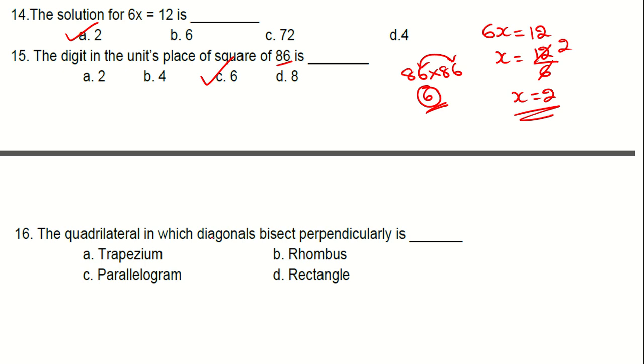The quadrilateral in which the diagonals bisect perpendicularly. In which quadrilateral do the diagonals bisect perpendicularly? In a trapezium no, rhombus yes, parallelogram no, rectangle no. So only in a rhombus do the diagonals bisect perpendicularly. You observe this rhombus. If you draw these diagonals, these two bisect perpendicularly. All the angles here are 90 degrees. So therefore rhombus is the correct answer.